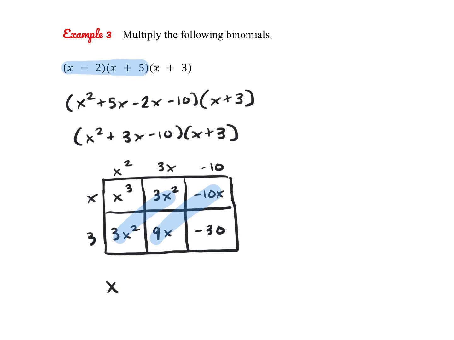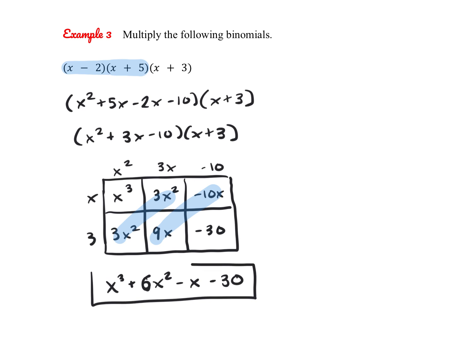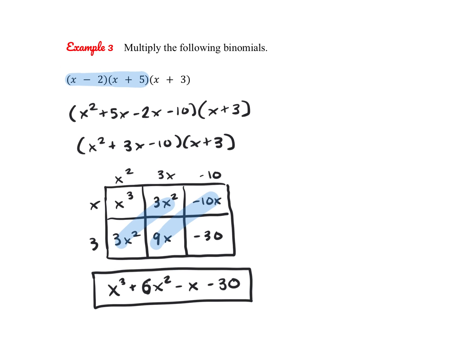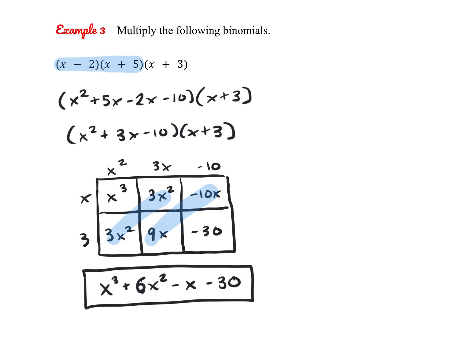So that leaves us with x cubed plus 6x squared. Remember, we're just adding up the coefficients here. 9 minus 10 is negative 1x. We'll just say negative x, and then our constant, negative 30. There you go. So just be careful when you have more than 2 polynomials that you're multiplying together. Just do 2 at a time, simplify, and then keep going.